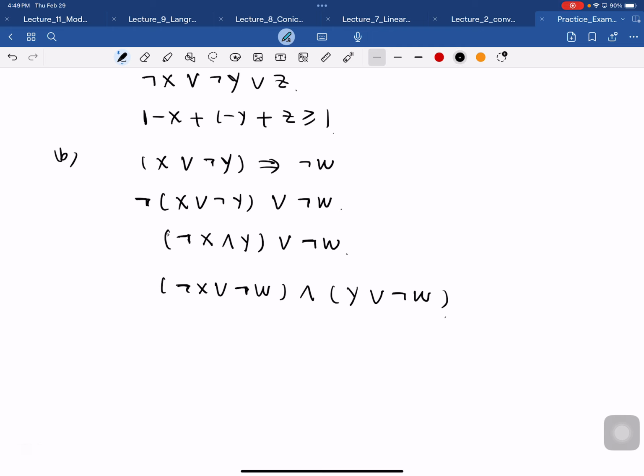So the first one is 1 minus x plus 1 minus w has to be greater than or equal to 1. The second inequality is y plus 1 minus w is greater than or equal to 1.